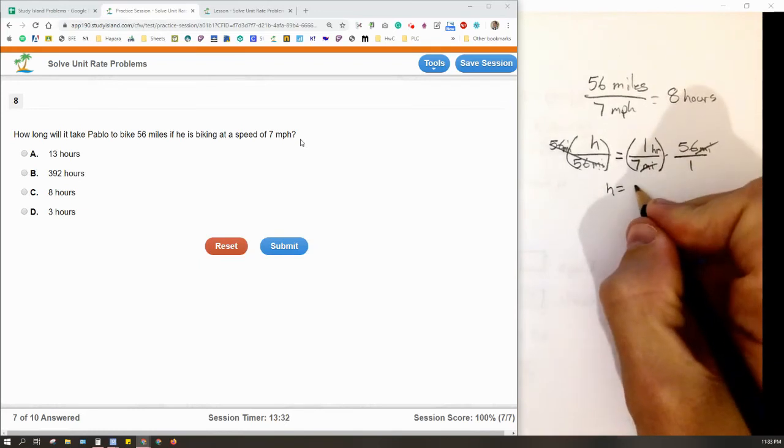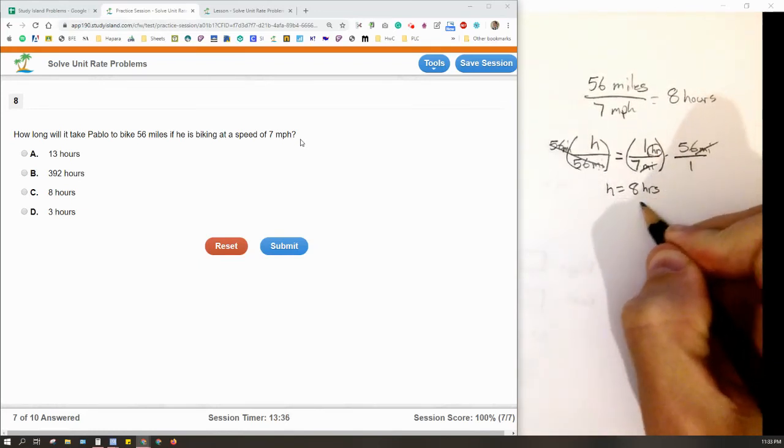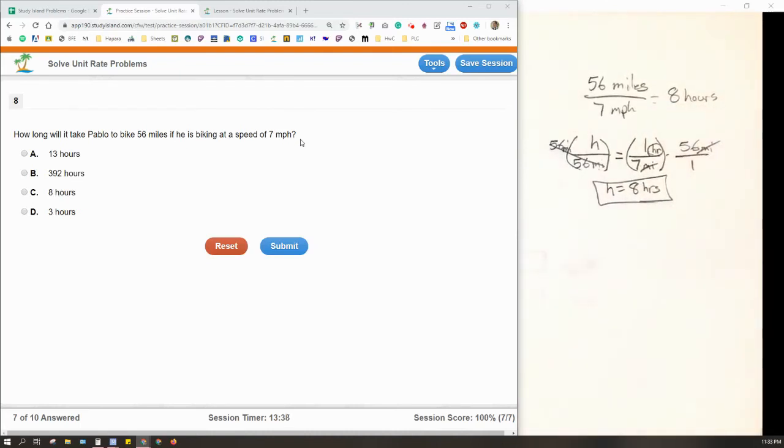56 over 7 is 8, so that you get your 8. And the unit left is hours, so there's your hours. So 8 hours. So 2 different ways to think about the problem. Both of them get you to the same answer, which is 8 hours.